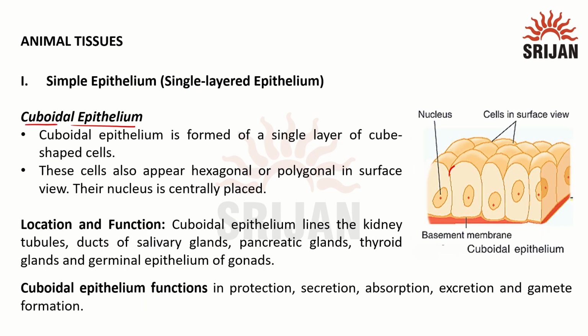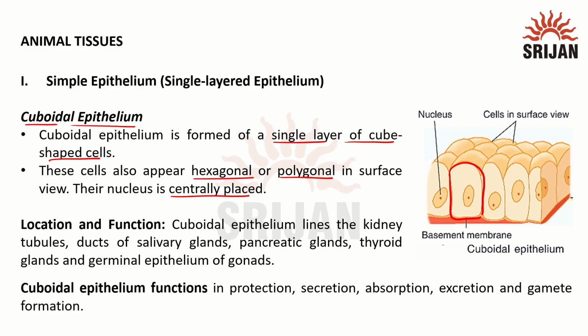So, here we can see the cell is cube shaped. We can imagine a 3D structure. So, it is formed of a single layer of cube shaped cells. These cells also appear hexagonal or polygonal in surface view, but we have to imagine the 3D. So, the nucleus is not in a bulged form. It is centrally placed and it has enough space.